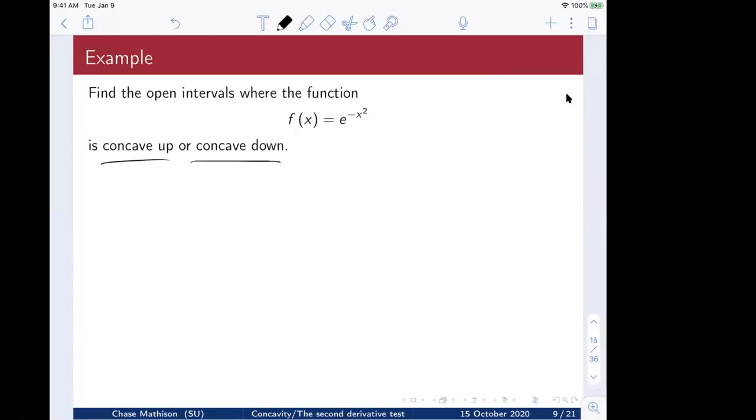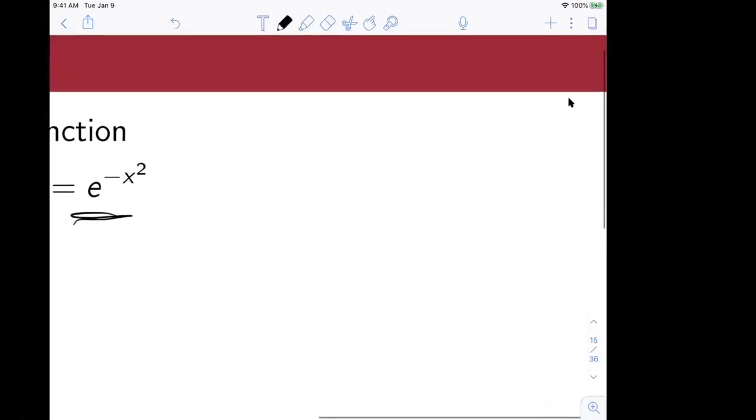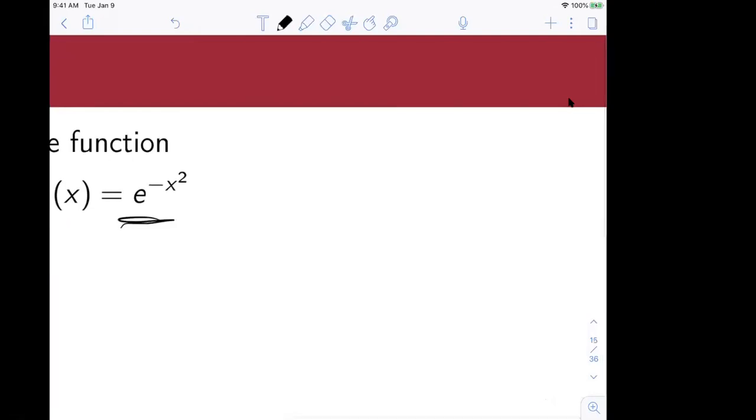So to find f double prime, there's no way around it. I have to find f prime of x first, right? So how do I take the derivative of e to the negative x squared? Yeah, that's a chain rule problem. So what function is my outside function and what function is my inside function? Well, what's the inside function here? Negative x squared. Perfect.